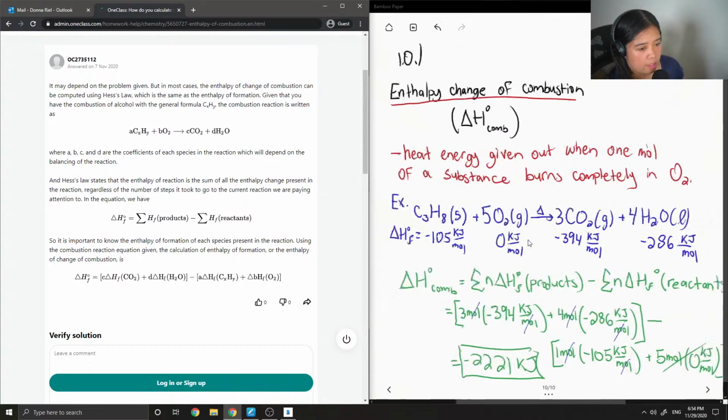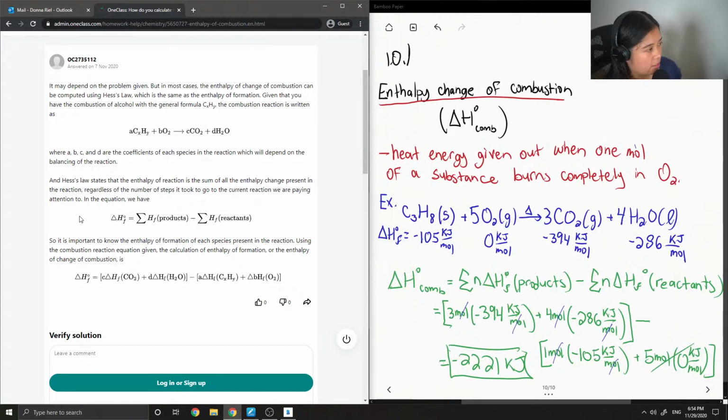Okay, so this is similar to how I balanced our combustion reaction in the example. And Hess's law states that the enthalpy of reaction is the sum of all the enthalpy change present in the reaction, regardless of the number of steps it took to go to the current reaction we are paying attention to. In the equation, we have delta H of formation, or of the combustion, is equal to the sum of the delta H of formation for the products minus the sum of the delta H formation of the reactants. So it is important to know the enthalpy of formation of each species present in the reaction.